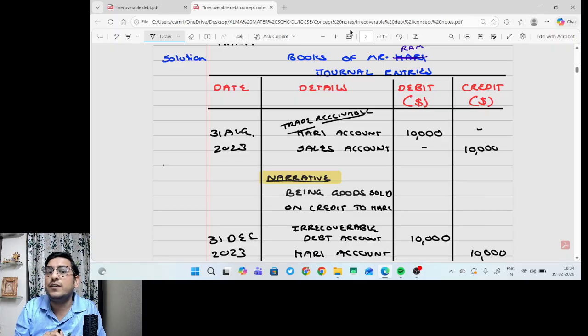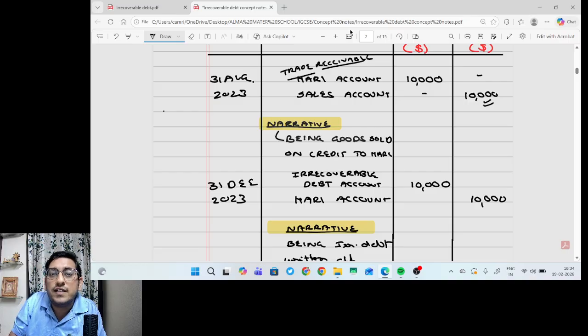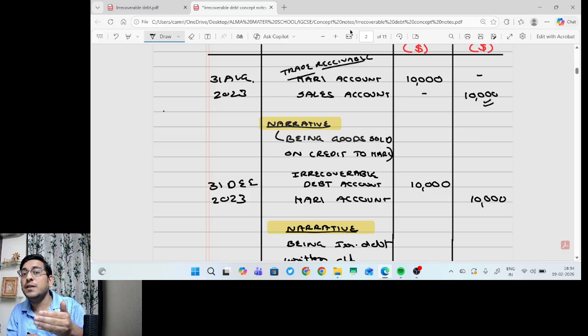As per the principle of realization, since we have sold and transferred the title of goods, we have to recognize the revenue. So the sales account is credited, that means revenue is recognized. What will be the narrative? Being goods sold on credit to Hari. Now Hari is my trade receivable. That means the money will be received from Hari in due course of time.